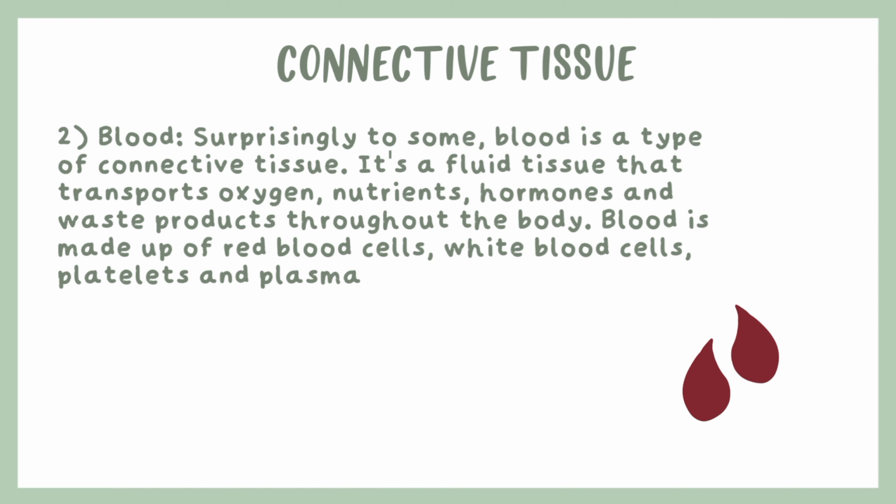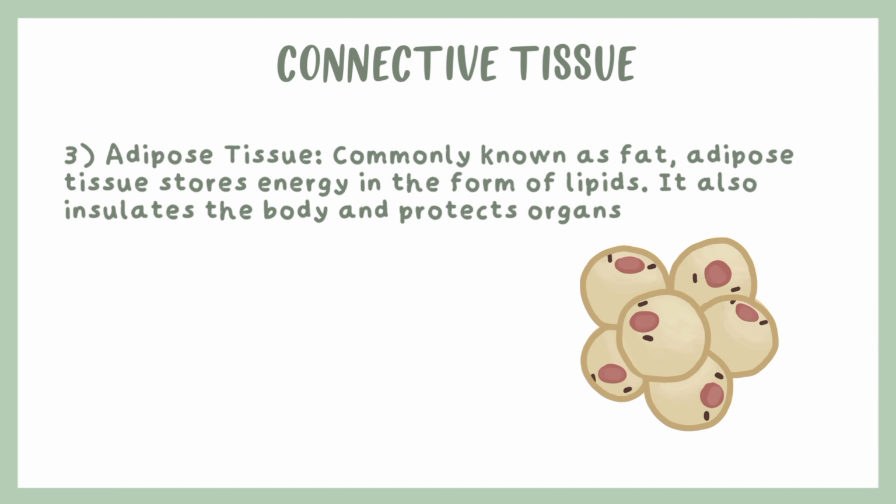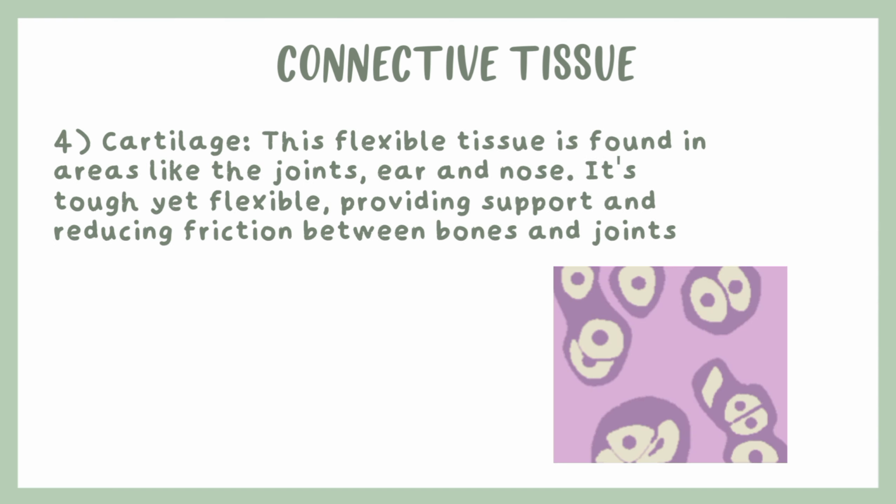Blood. Surprisingly to some, blood is a type of connective tissue. It's a fluid tissue that transports oxygen, nutrients, hormones, and waste products throughout the body. Blood is made up of red blood cells, white blood cells, platelets, and plasma. Adipose tissue, commonly known as fat, stores energy in the form of lipids. It also insulates the body and protects organs. Cartilage. This flexible tissue is found in areas like the joints, ear, and nose. It's tough yet flexible, providing support and reducing friction between bones in joints.